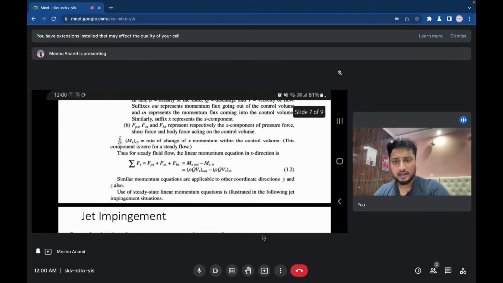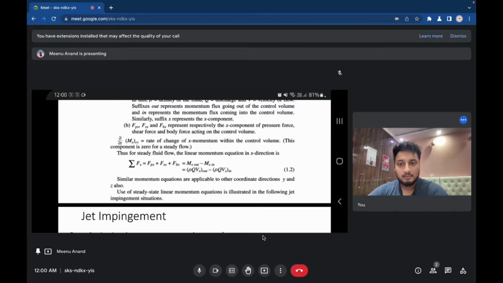Fpx, Fsx, and Fbx represent respectively the x component of the pressure force, shear force, and body force acting on the control volume. The term delta by delta t of Mx in the control volume is equal to the rate of change of x momentum within the control volume. This component is zero for a steady flow, which is quite understood.